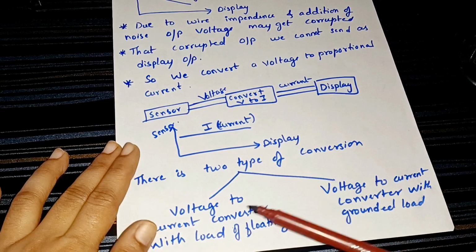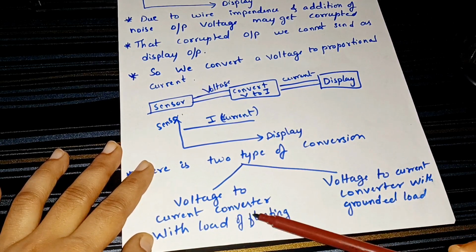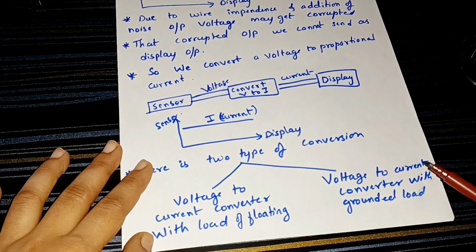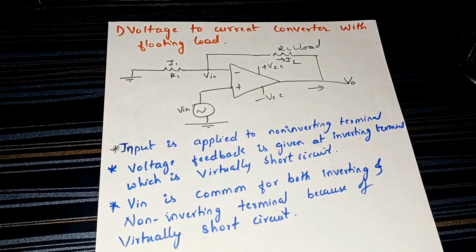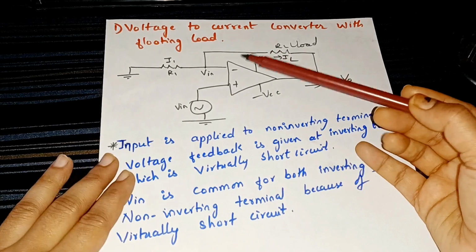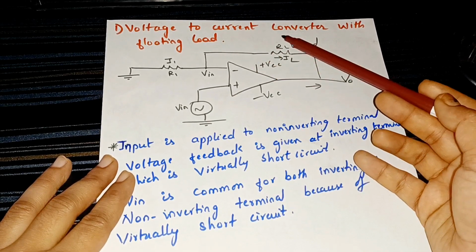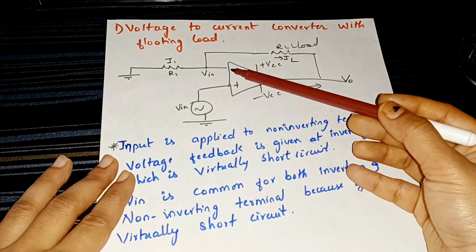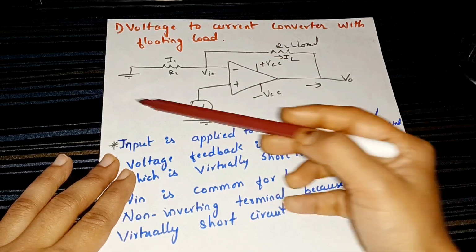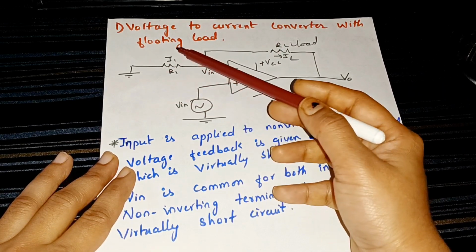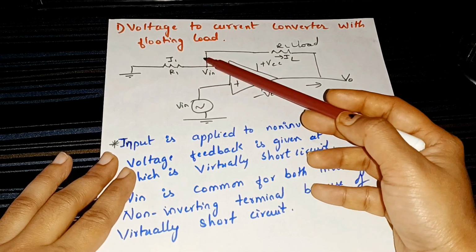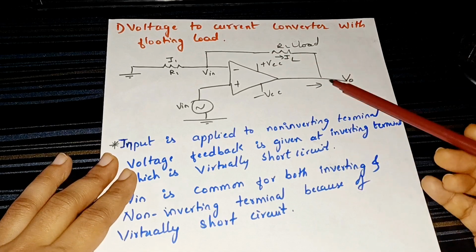There are two types of conversion. First one is the voltage to current converter using floating load, and the second one is the voltage to current converter with grounded load. So here we have the voltage to current converter with the floating load. Floating load means we have given the load to the negative, that is the inverting terminal, which is not connected directly to the ground. Here we are sending some current I1 through resistor R1 to the input, but it is not going directly to the op amp. It is connected to the load, which is a voltage follower.